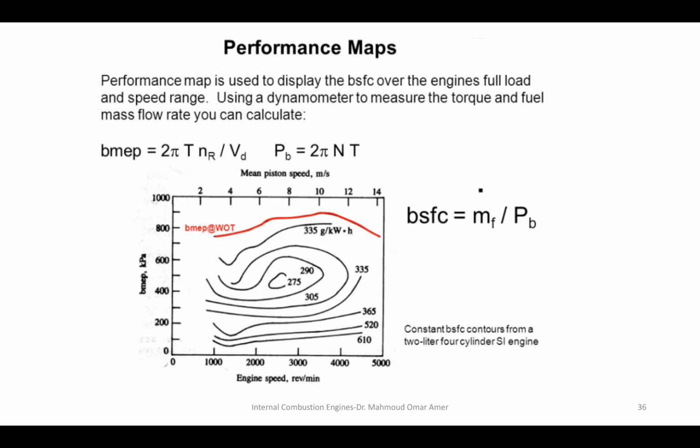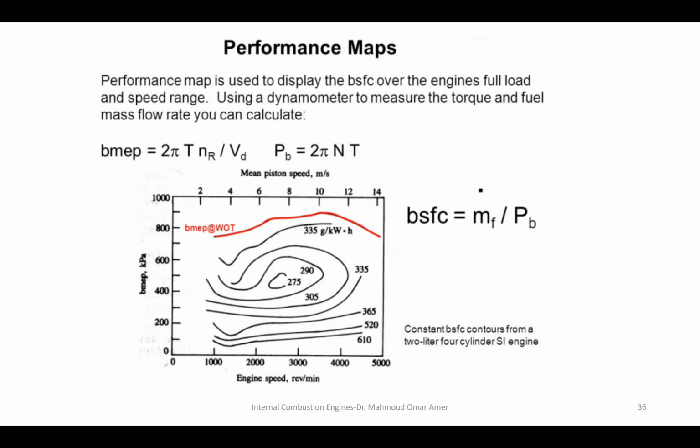You will see that each one of those lines has numbers beside it. What is this number? It's the specific fuel consumption at this line. As you go through these lines, you can see that the specific fuel consumption is high, as you go up it gets lower, and as you go up again, it gets higher.